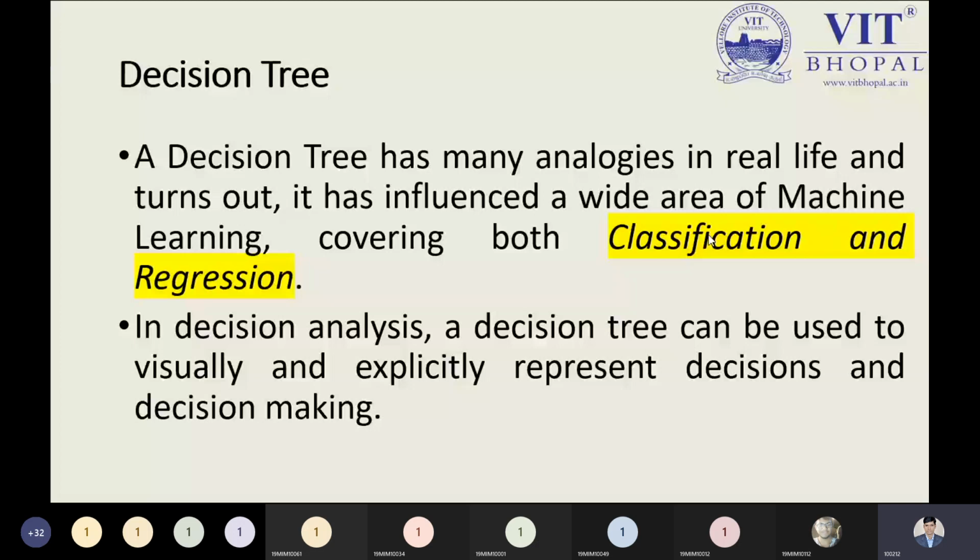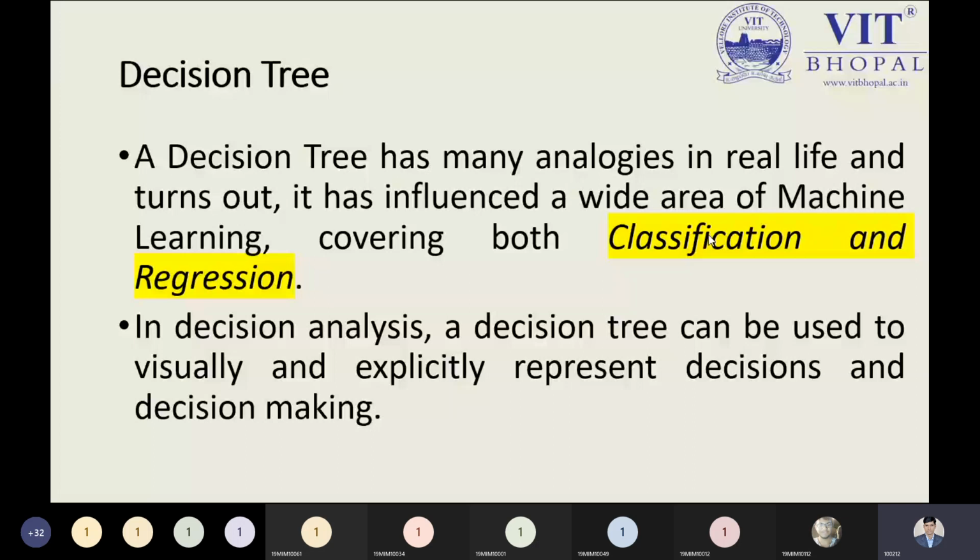So in decision analysis, we need to decide on our representation in the form of a decision tree. As we know, the tree will be a visual representation. So we know what the flow of the information is, and we can easily decide what our next decision should be.